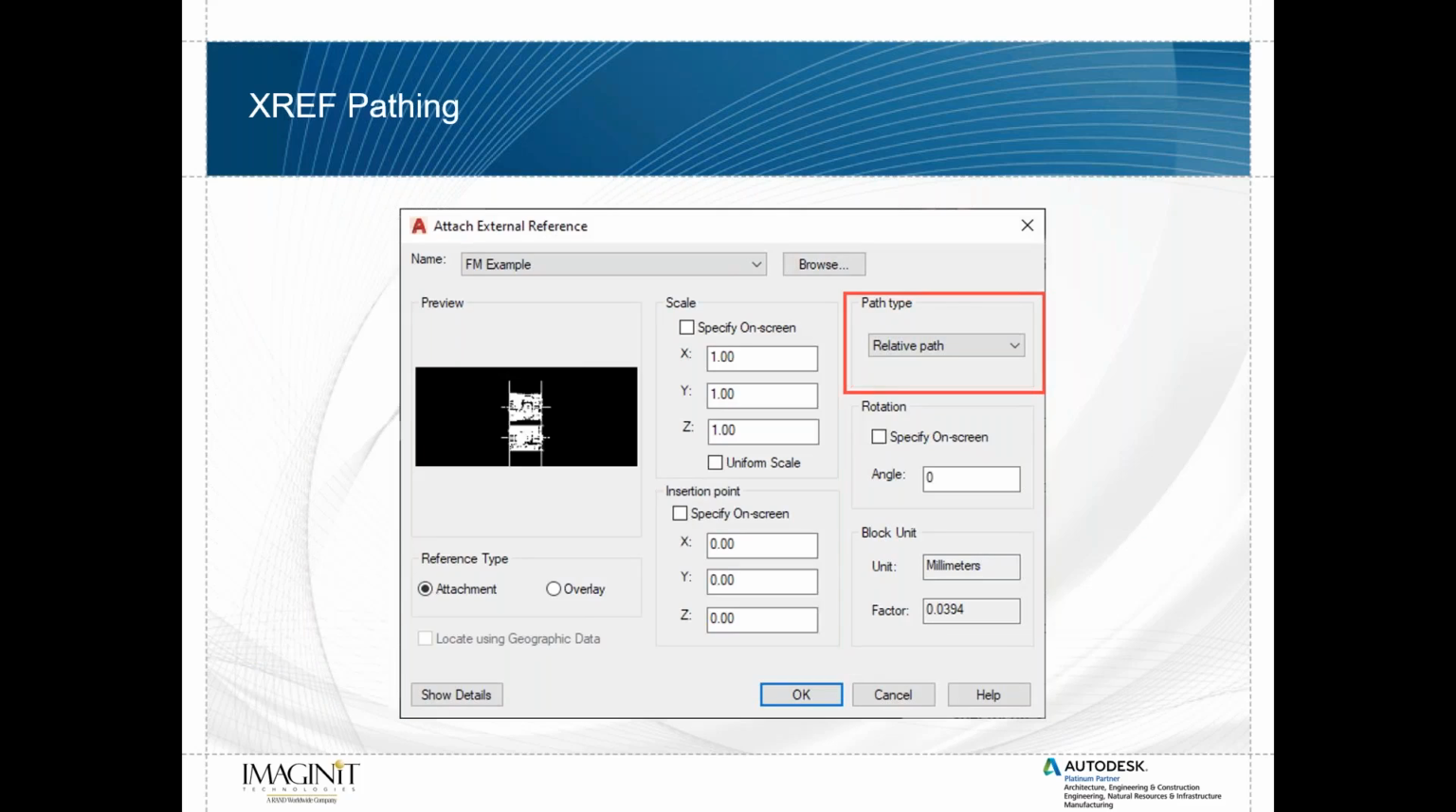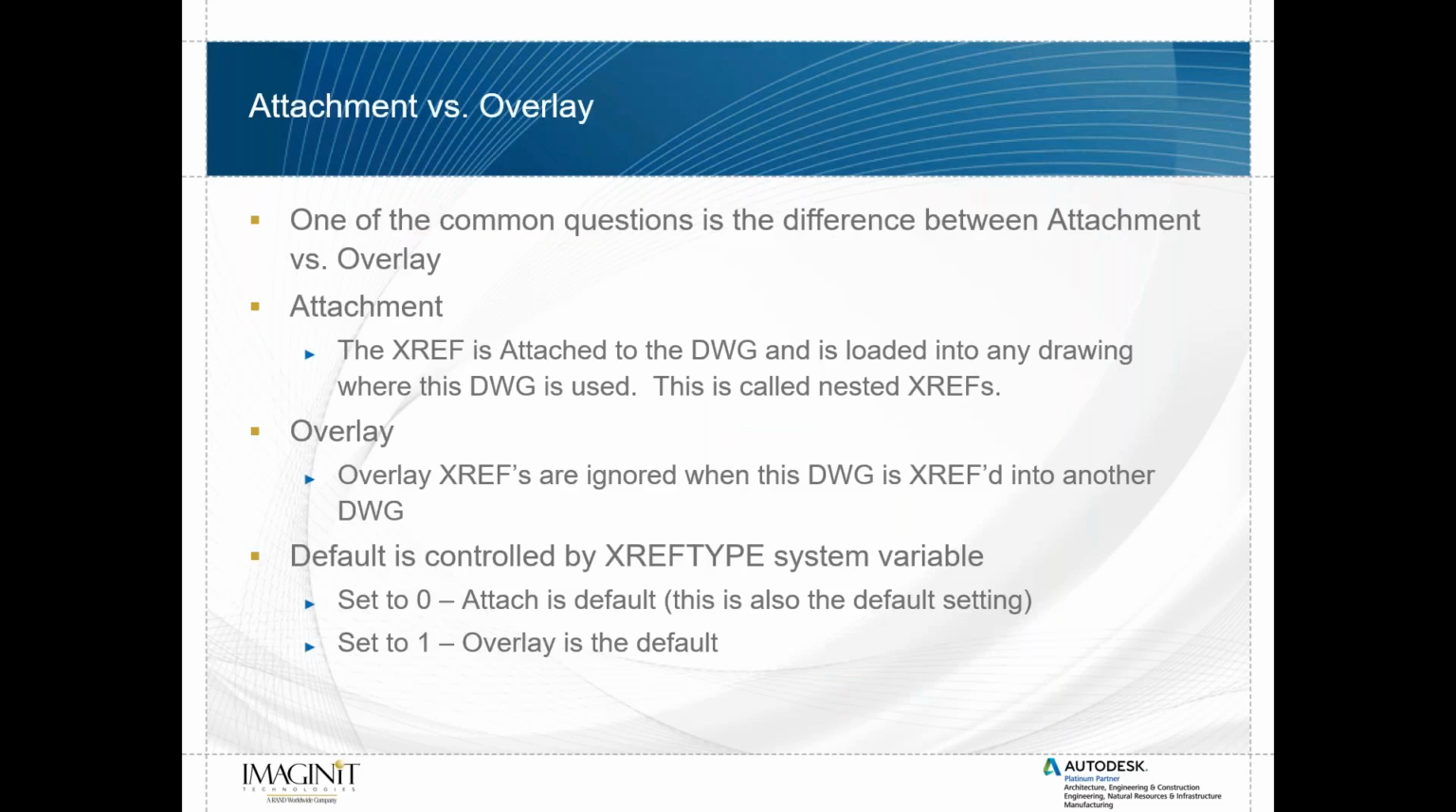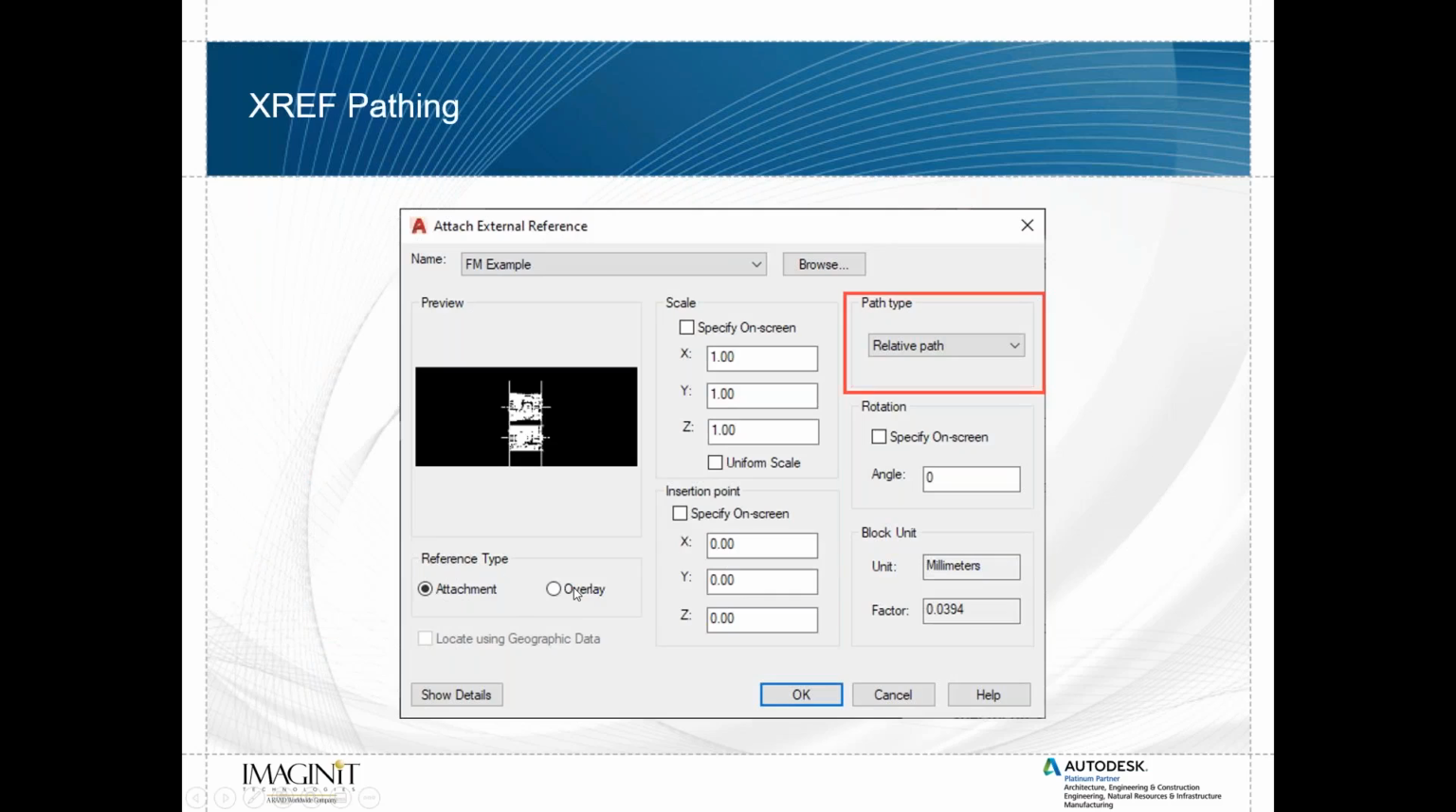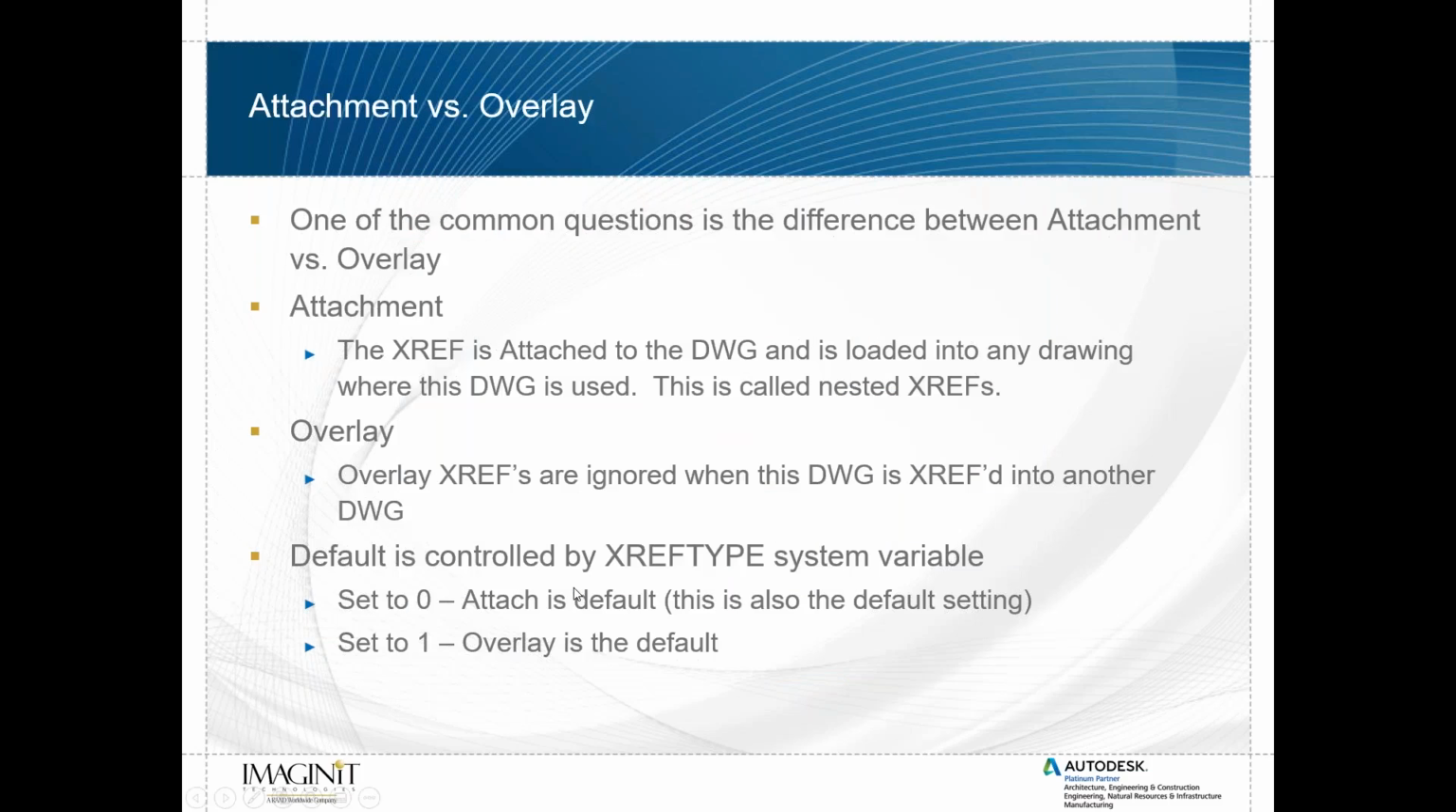So this is where we set our relative path here. And again, by default, it's relative path. And then we're going to talk about the other one. The other one here was the gray one where we talk about attachment versus overlay. This is the other big thing that people need to understand.